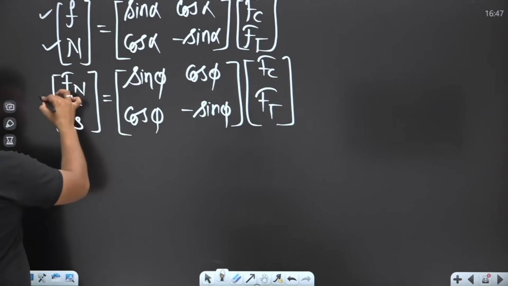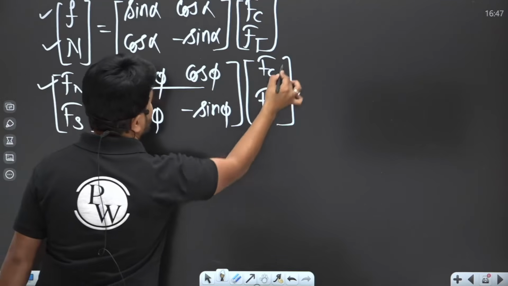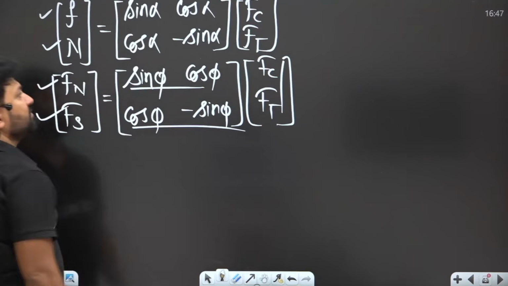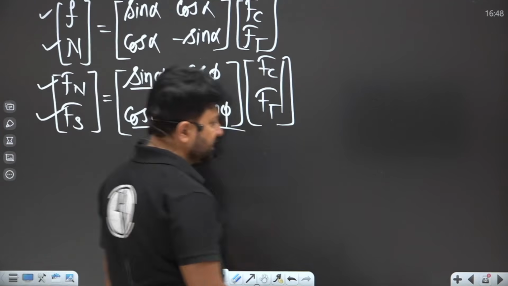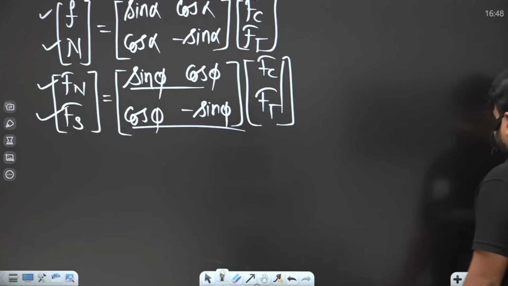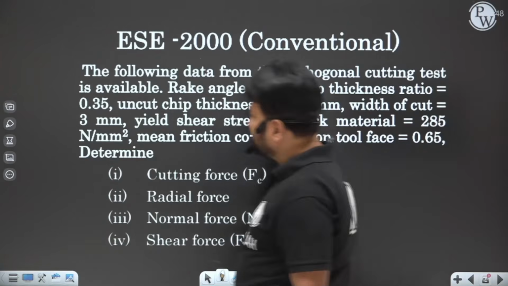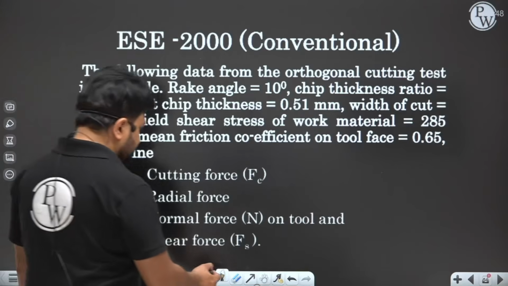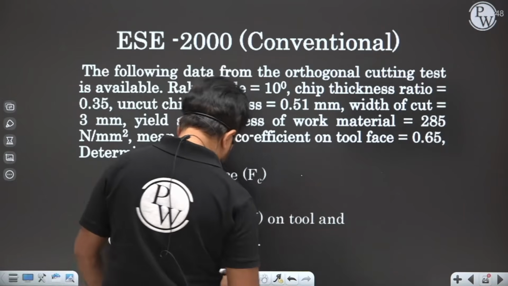Now if you want to know Fn, then multiply this row into this column. If you want to know Fs, then multiply this row into this column, right? So this is a short trick. It's up to you whether you remember the formula directly or by this trick. Now this is a very good question. By this question you can understand all the concepts.